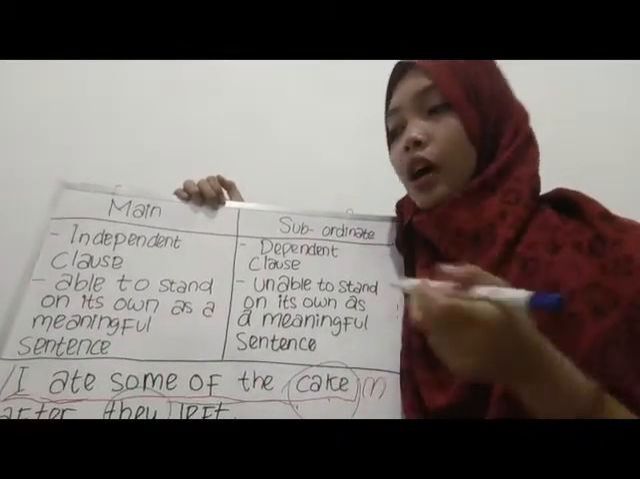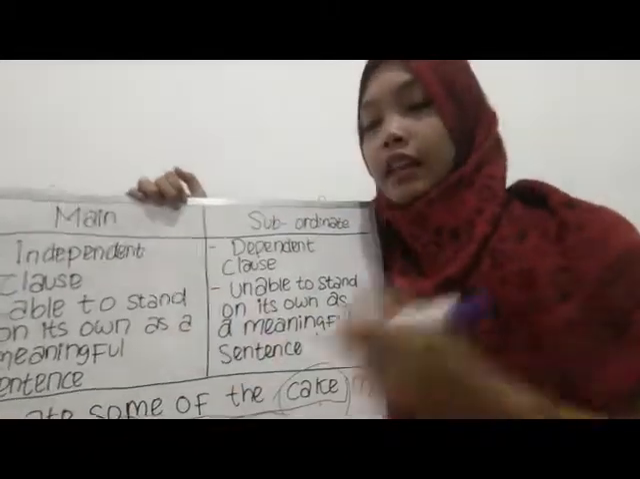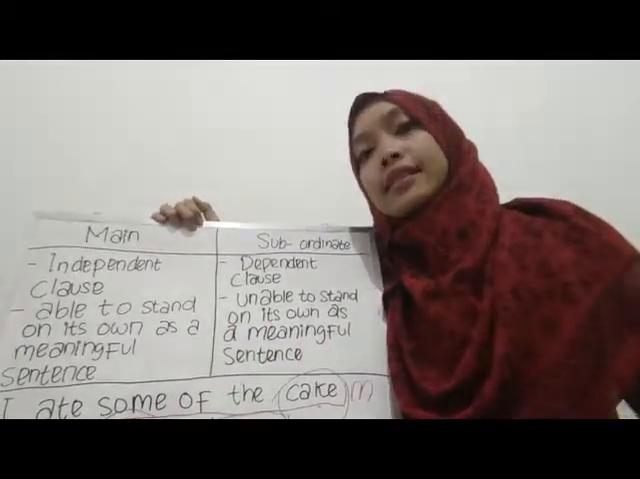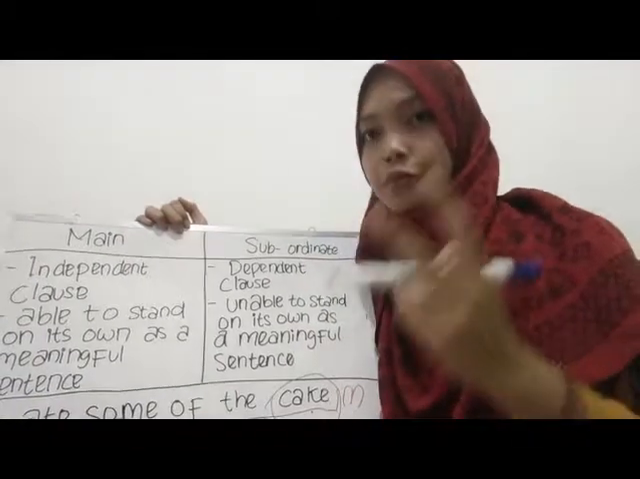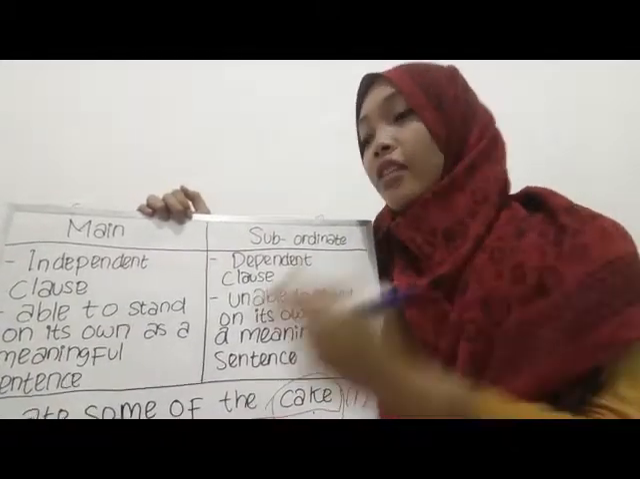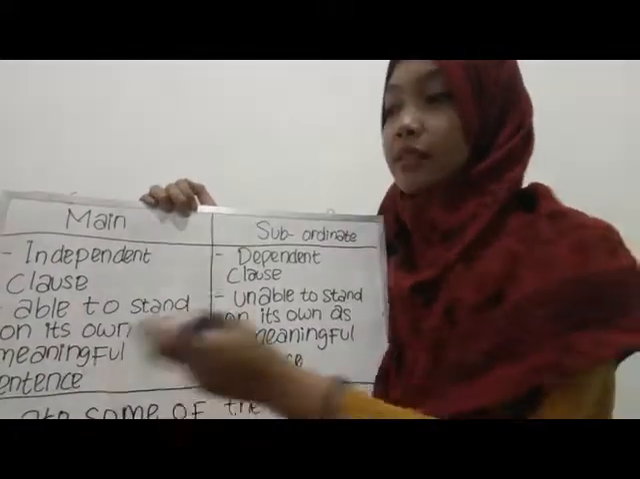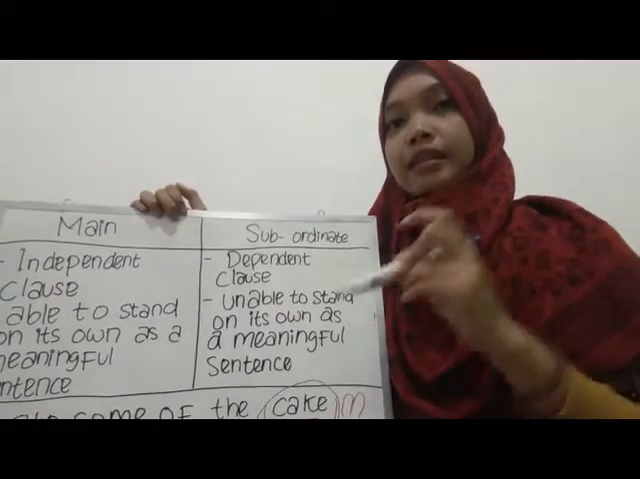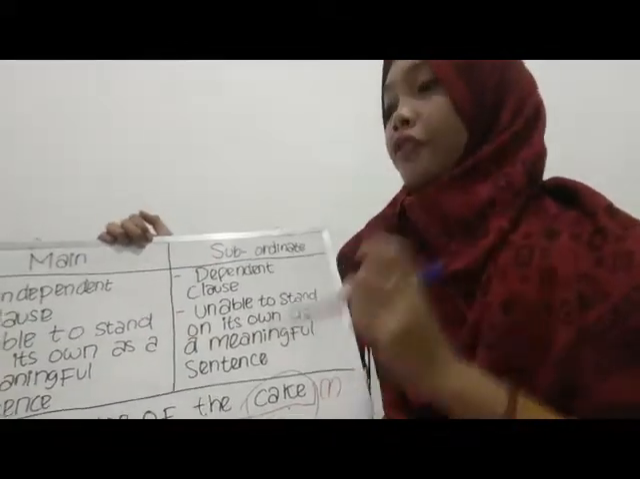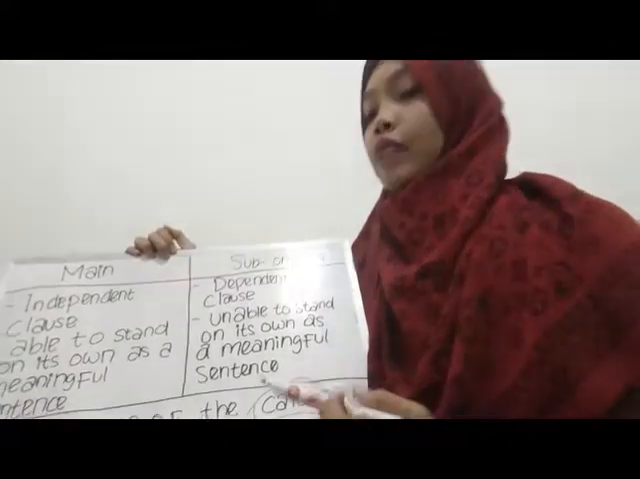So I ate some cake. It indicates that it happened in the past, verb 2. I ate some of the cake after they left, and they refers to the cake. I ate some of the cake is the main clause, and after they left acts as the subordinate clause.